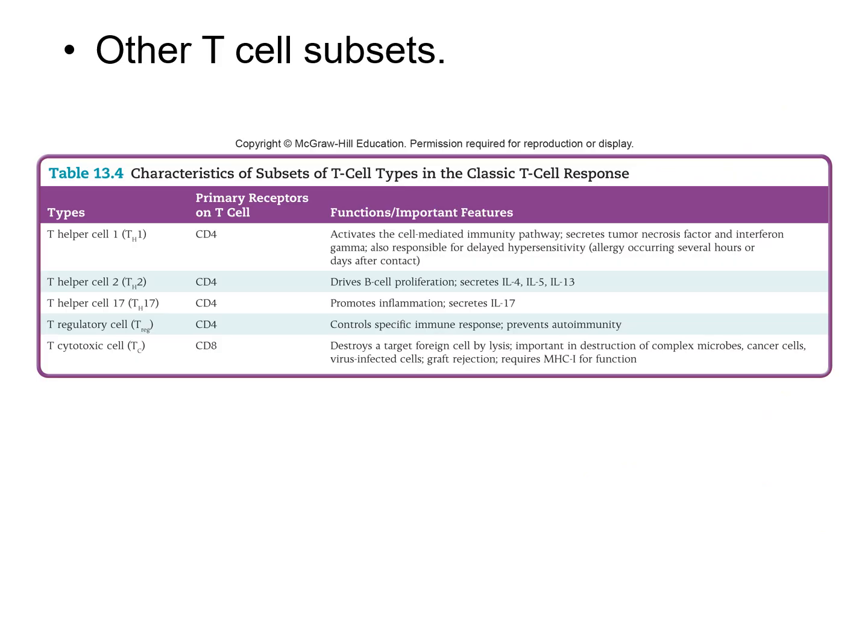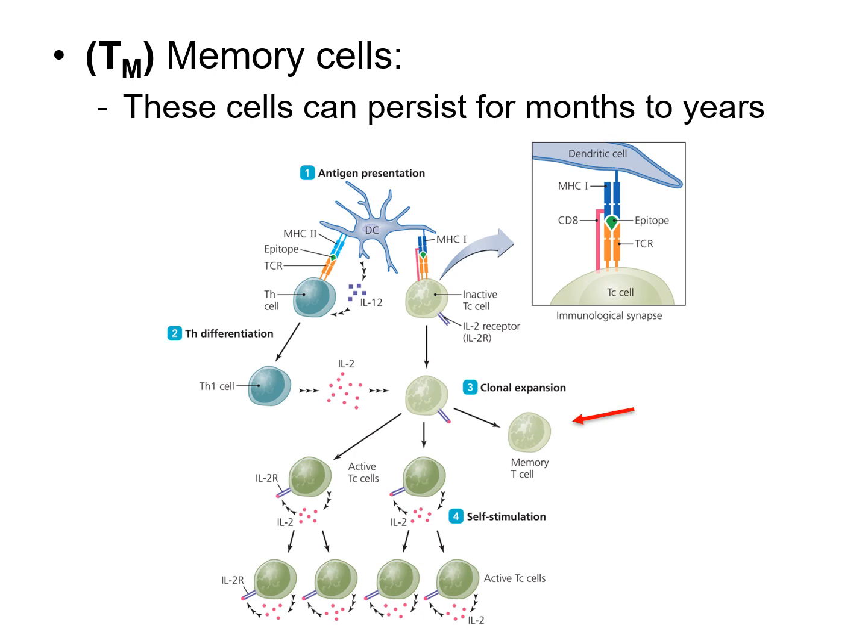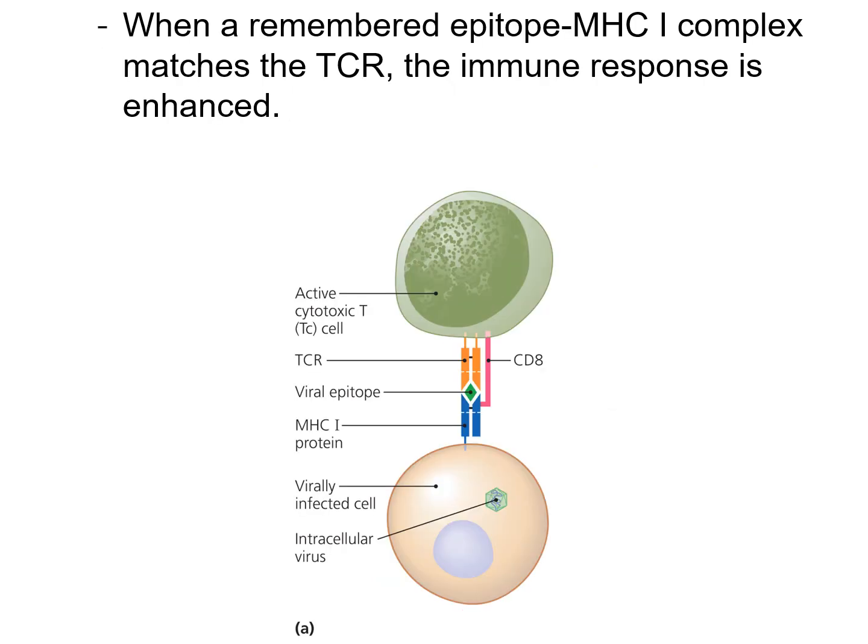Other T cell subsets. We only talked about cytotoxic and helper because they were involved in the cell mediated immunity. Now we're going to talk about the others. We mentioned memory cells being made. So these memory cells can persist for months to even years. We know how those M cells were made. Now, what are they for?